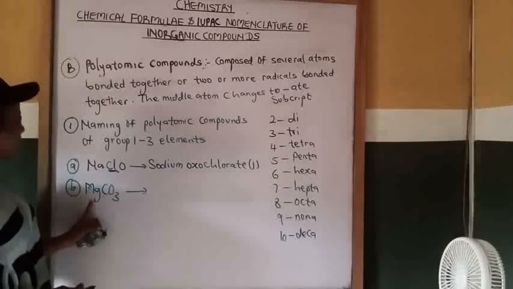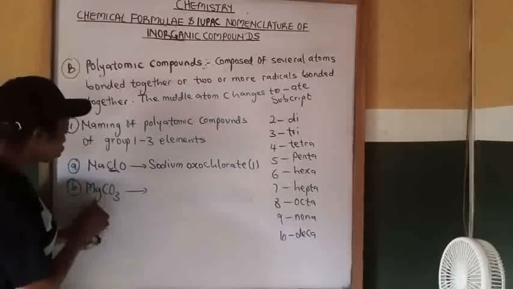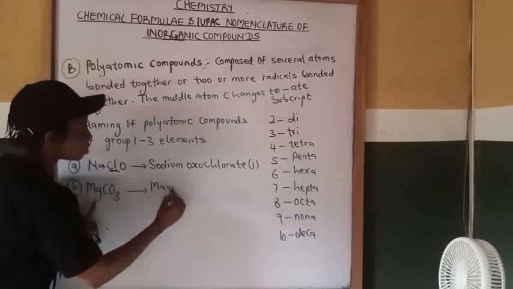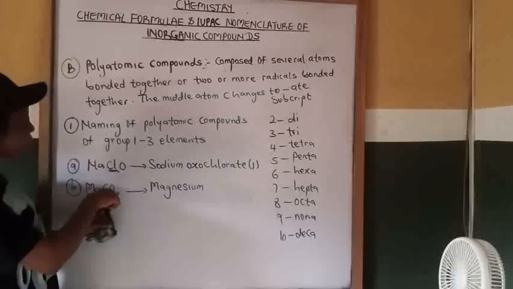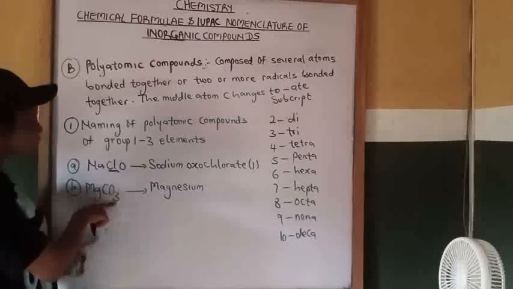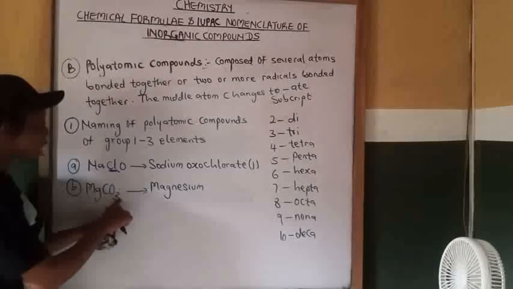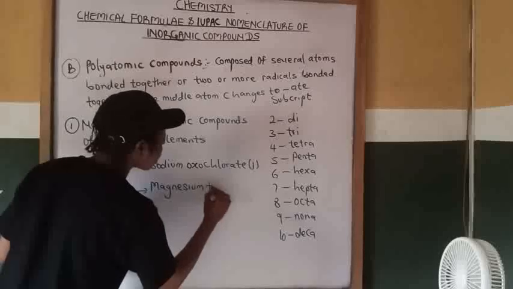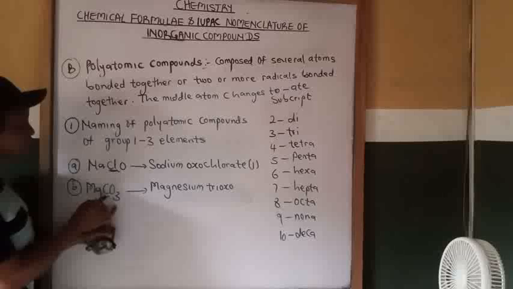MgCO3. The metallic atom will be named fully. So Mg is magnesium. Then followed by oxygen. You name the subscript of oxygen. When you have 3, you call it tri. So that will be trioxo. So oxygen changes to oxo.